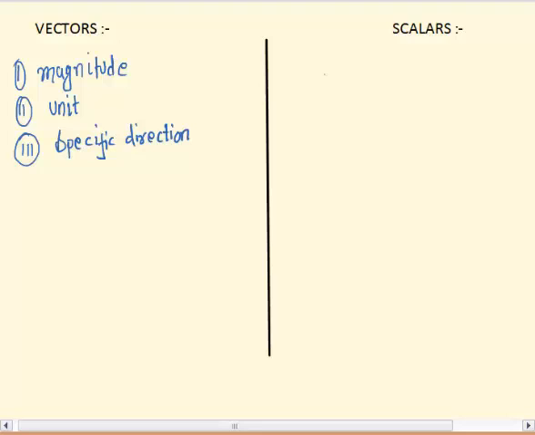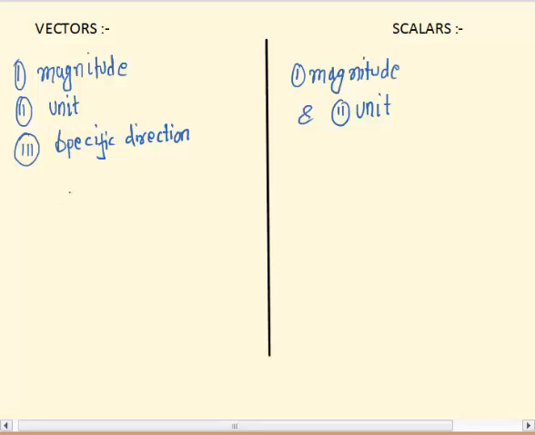On the other hand, a scalar can be identified for having only magnitude and unit, and there is no sense of some specific direction.